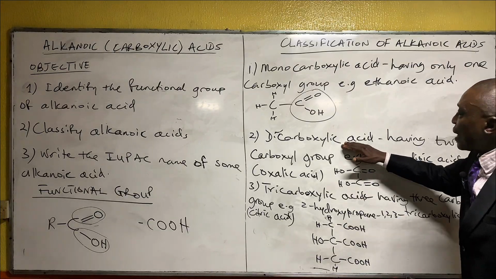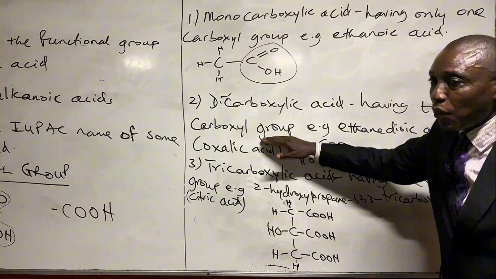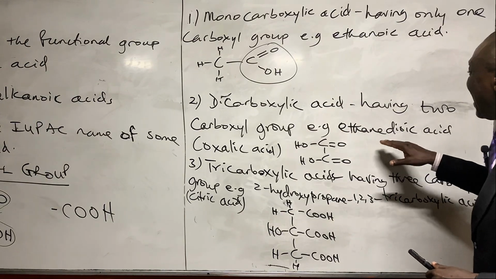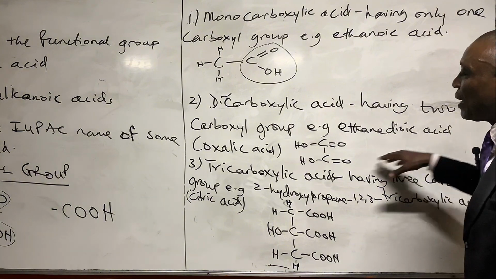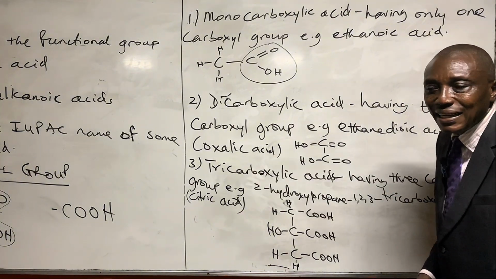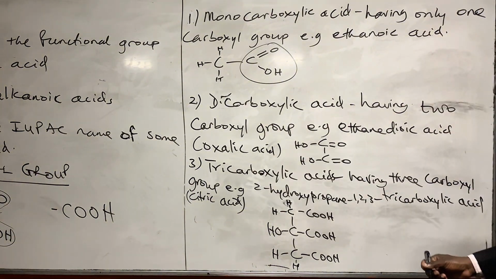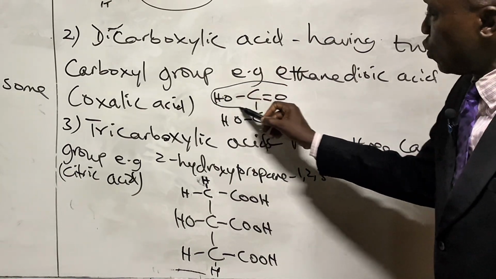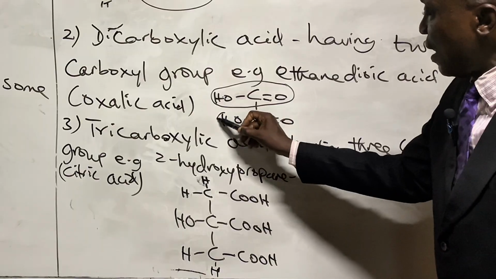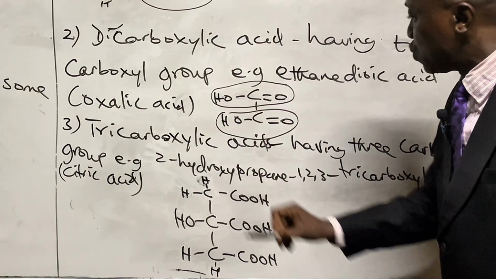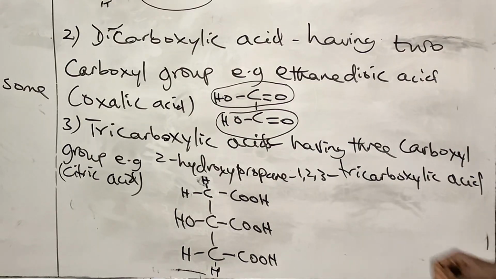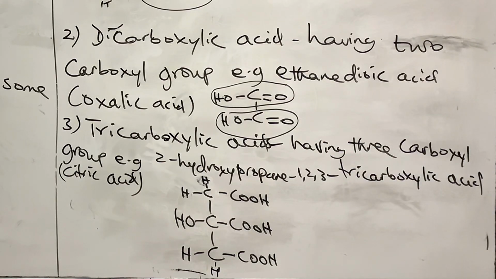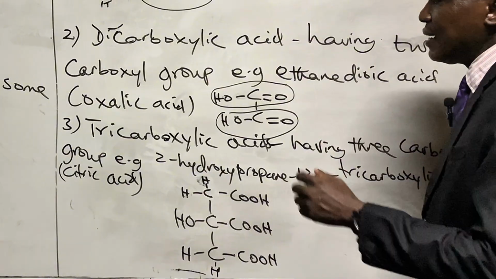Then the second one is dicarboxylic acid. Those are the alkanoic acids having two carboxy groups. An example is ethane dioic acid, popularly known as oxalic acid. This is the structure. You can see this is one carboxy group, and this is another carboxy group. So it has two carboxy groups. Ethane dioic acid is an example of a dicarboxylic acid.